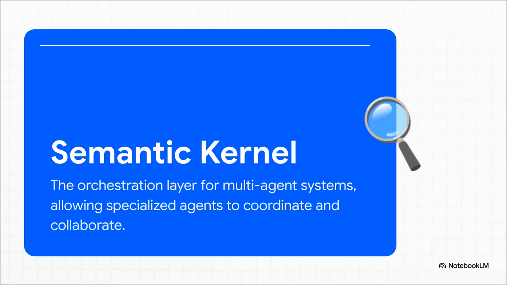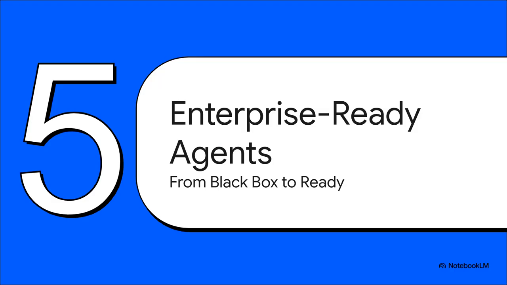So, how do all those different agents in a multi-agent system actually talk to each other and not step on each other's toes? Well, that's where something called Semantic Kernel comes in. The best way to think of it is like the conductor of an orchestra. It's the orchestration layer that coordinates all the specialized agents, making sure they all work together in harmony to get a complex job done.